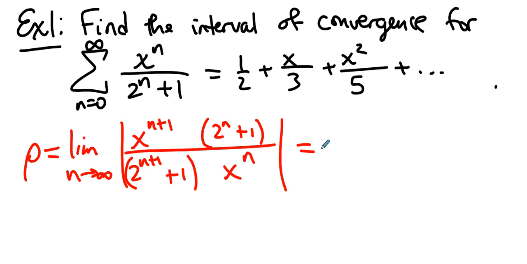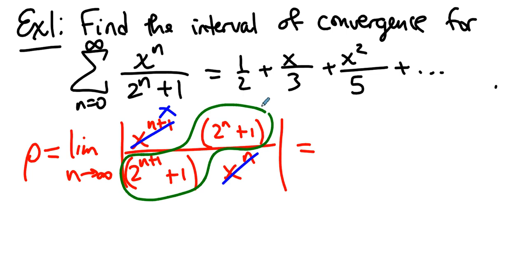And so we wonder to ourselves, what is happening here? Well, the x to the n and the x to the n plus 1, they leave behind an x. We think about the limit at infinity. At infinity, the ones don't really matter. These end up leaving a 2 in the denominator. In the limit, they leave a 2 in the denominator. So rho is the absolute value of x over 2.